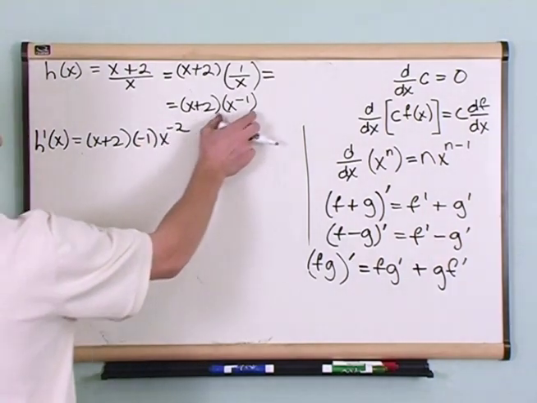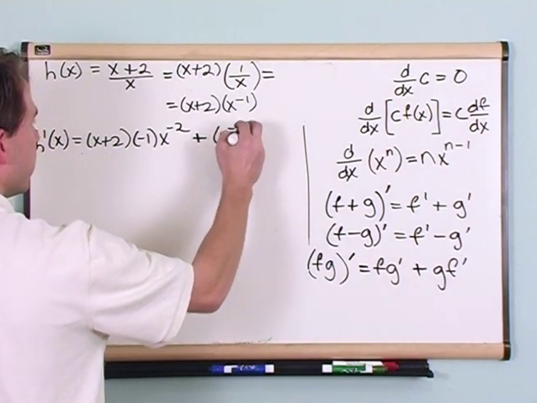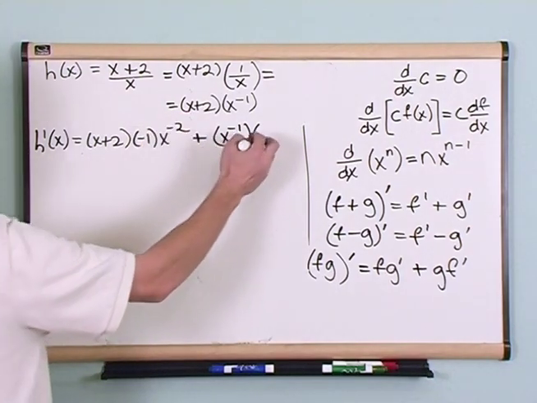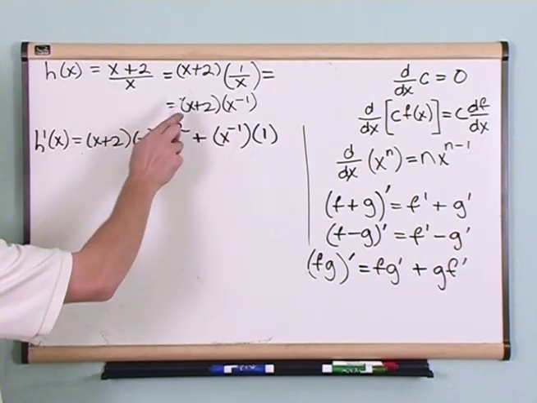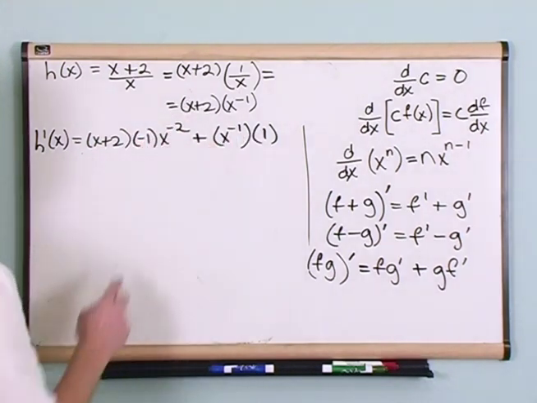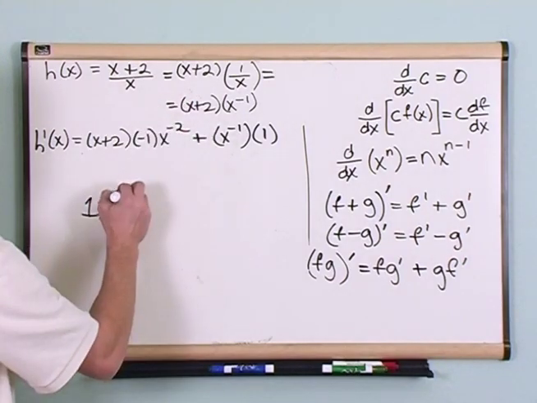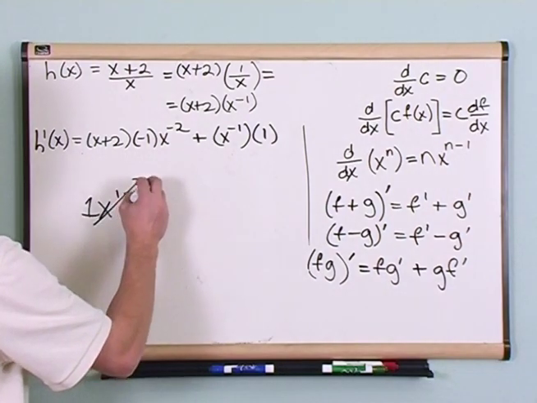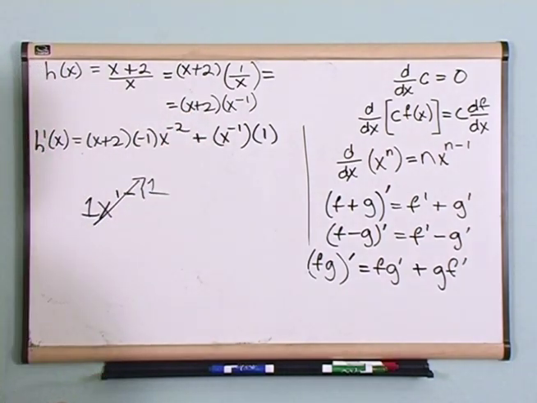First times the derivative of the second plus the second, x to the minus 1, times the derivative of the first. Now, the derivative of the first here is just going to be 1, because this is x to the first power. The 1 comes out, and that's what I have here. But then I'll have x raised to the 1 minus 1 power, which is just x to the 0, which again goes to 1. So the derivative of x is just 1.